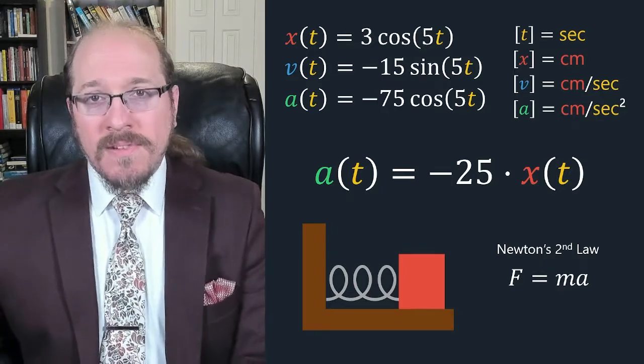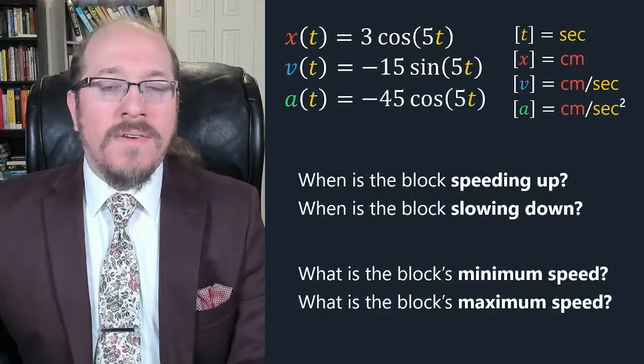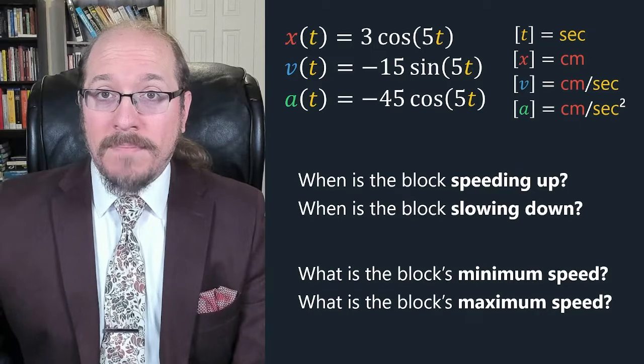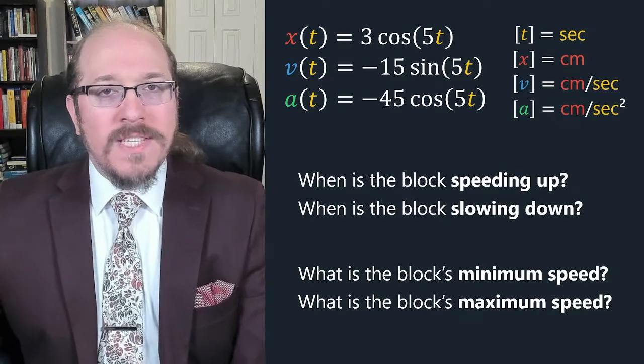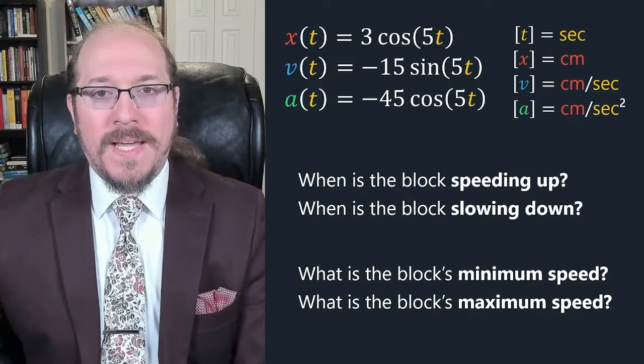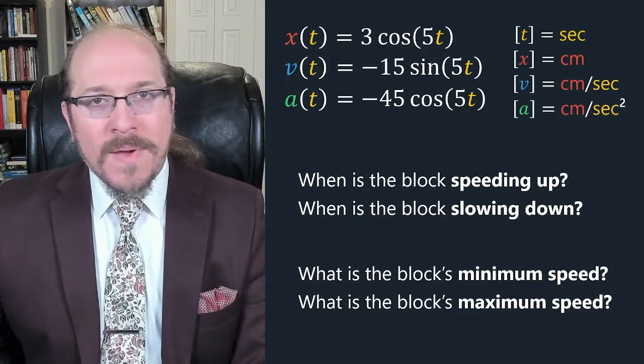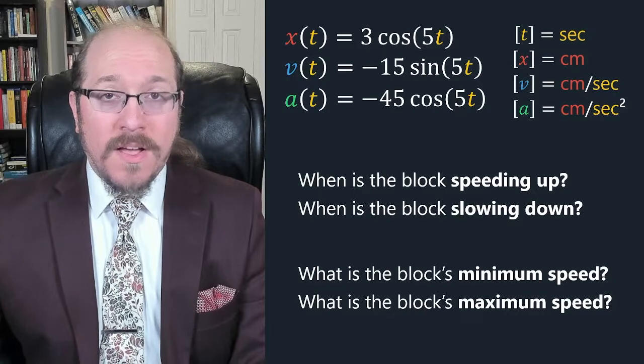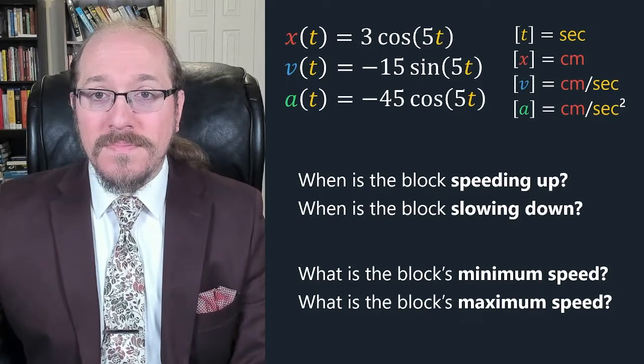Okay, so using the velocity and acceleration, there are a number of other questions that we could ask and answer. When's the object speeding up? When's it slowing down? What's its minimum speed? What's its maximum speed? And when does it reach those minimum and maximum speeds? We'll tackle these questions in class pretty soon, though you should start pondering them now.